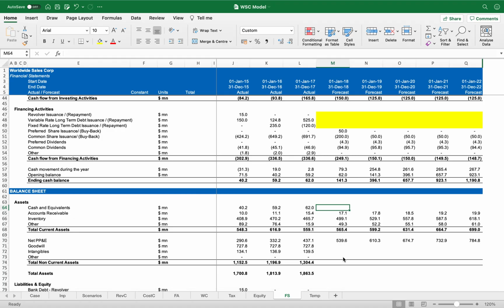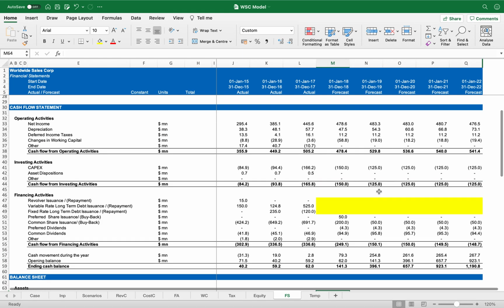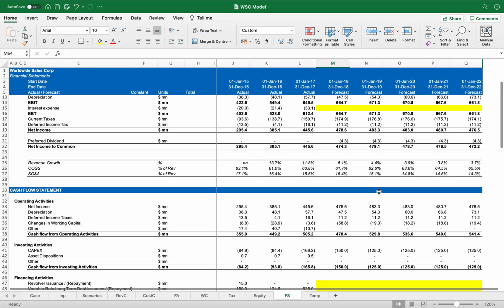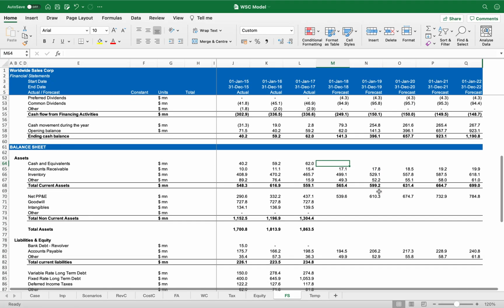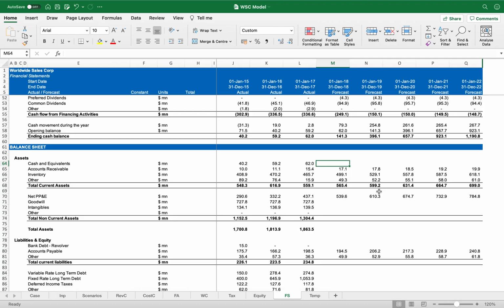Cash and cash equivalents. Let's come to the balance sheet now. We have linked everything that we can in income statement and cash flow statement. Now coming to the balance sheet. Cash and cash equivalents. I have to link this from the ending balance of cash flow statement. Fair enough.